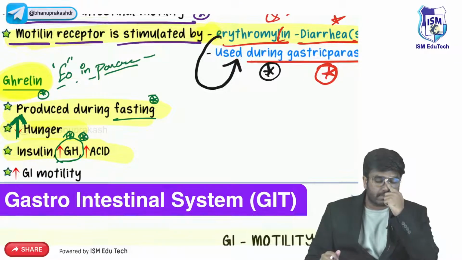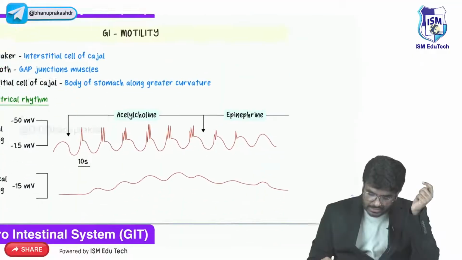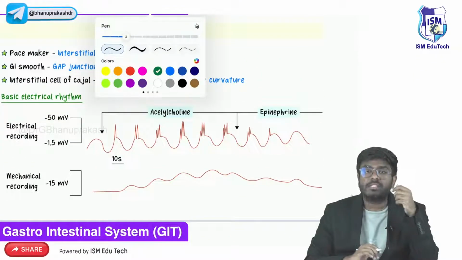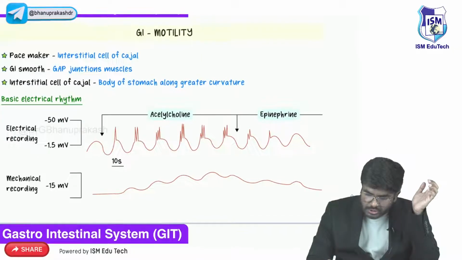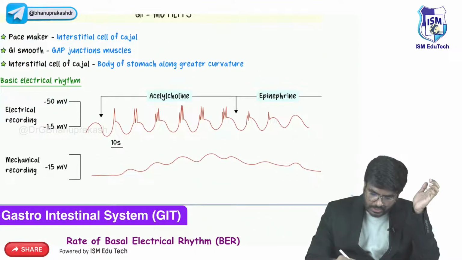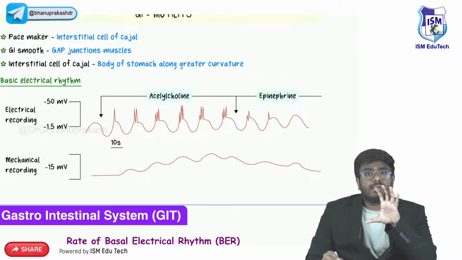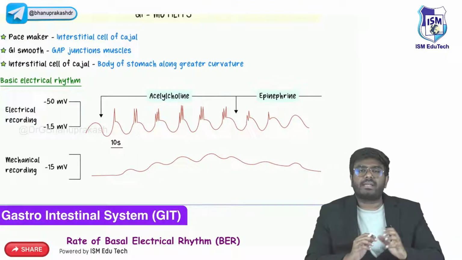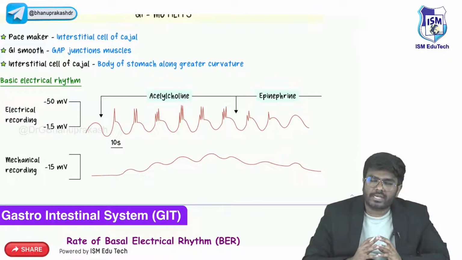Now after this, what else should I teach you? In GI motility, the points which I want you to know are the last. We are almost at the end. The next 10 minutes, we can complete this. So, what is a pacemaker? Your GIT is contracting. What is the pacemaker cell of the GIT contraction?